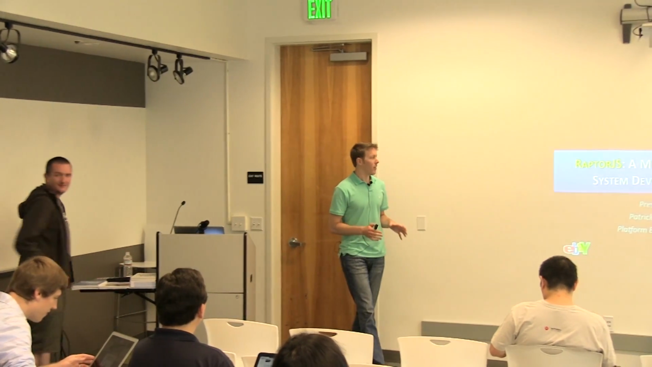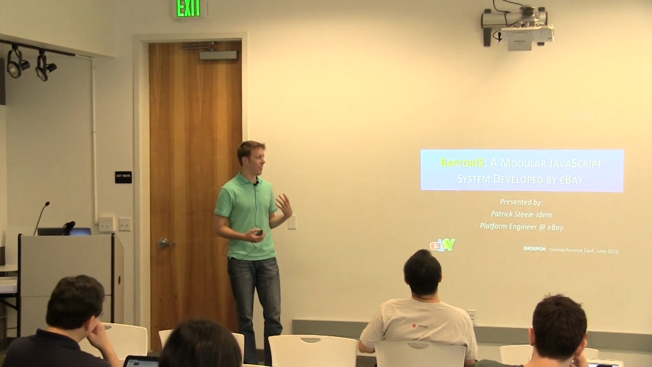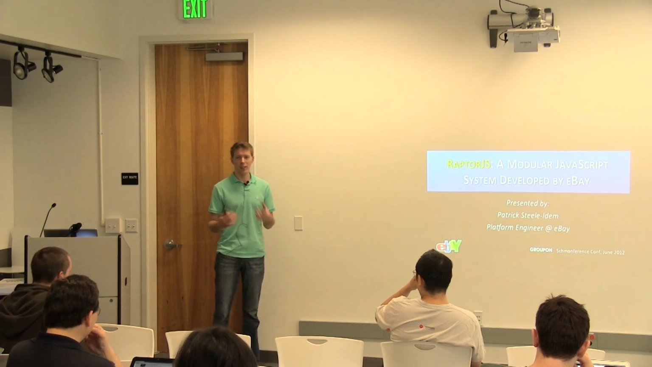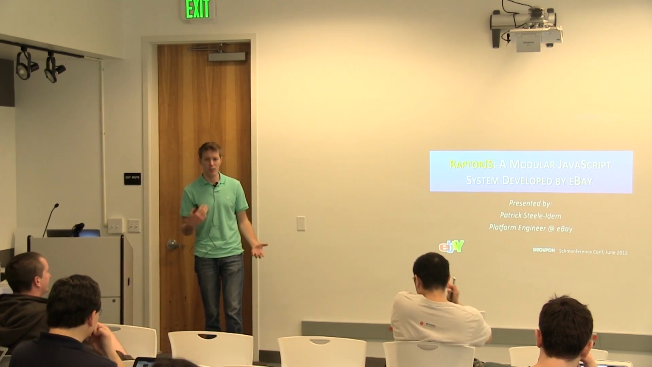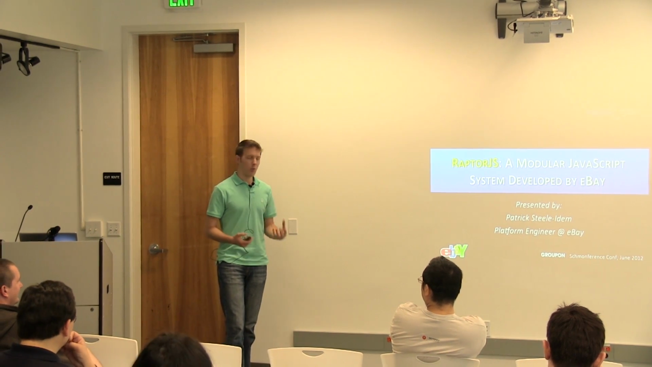So what I want to talk about is, eBay has developed RaptorJS. And what it is actually is just a modular JavaScript framework. Actually, we call it more of a system because it does a lot of different things. It does packaging, delivering code, things that just make it easier to build JavaScript applications.